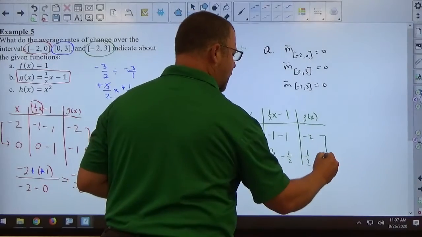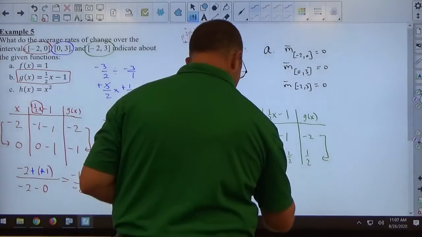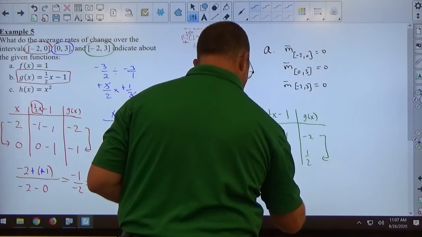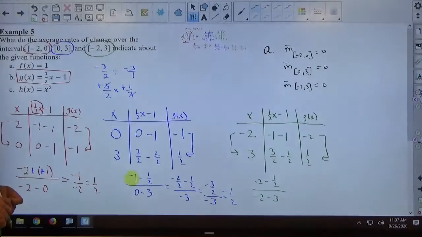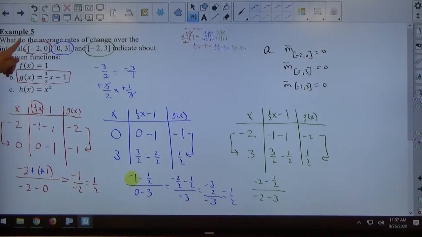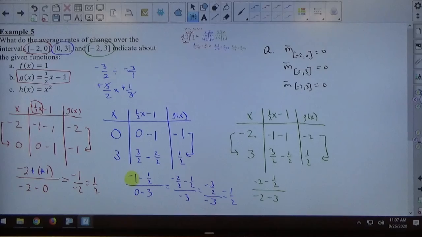So on top, I'm going to have negative 2 minus 1 half. On the bottom, I'm going to have negative 2 minus 3. So negative 2 minus 1 half over negative 2 minus 3. Why aren't we doing x squared for this? Because that's part C, we're still on part B. Oh, yeah. We have interval 1, interval 2, interval 3, right? We have 3 different intervals for each one.